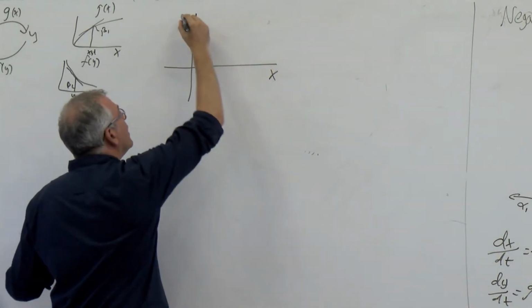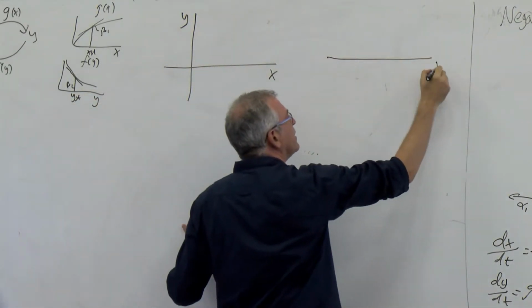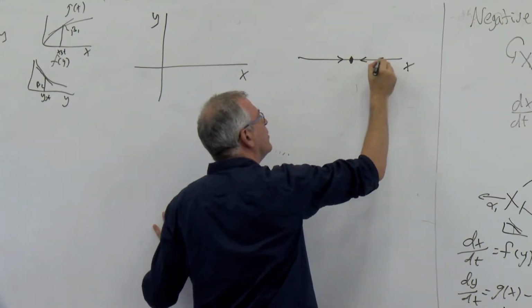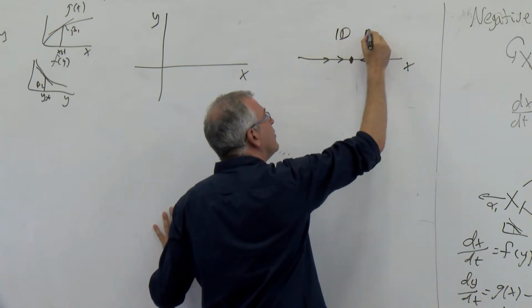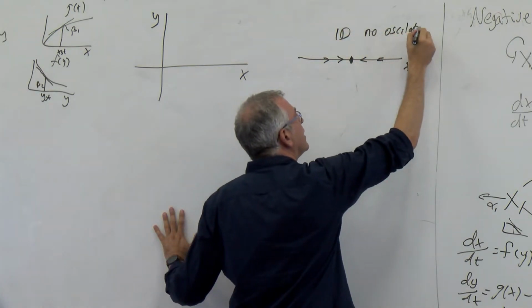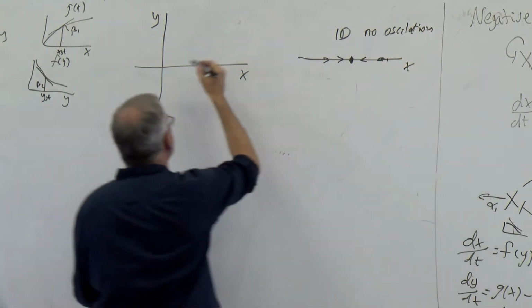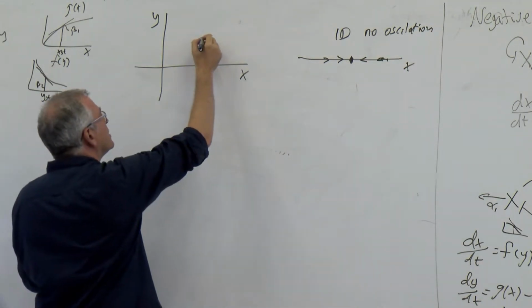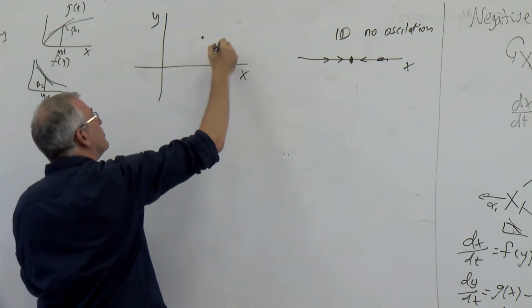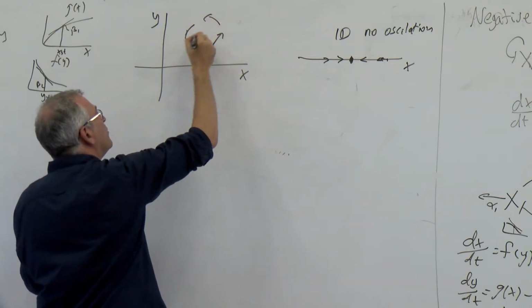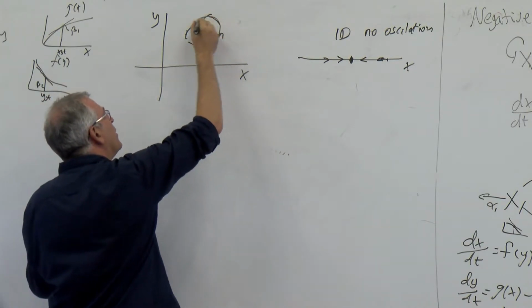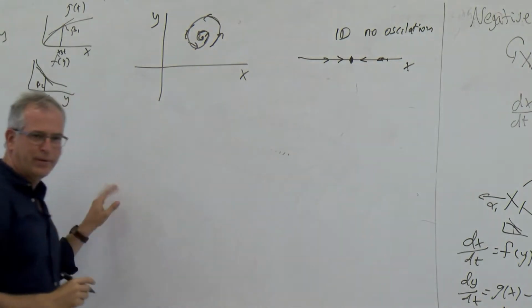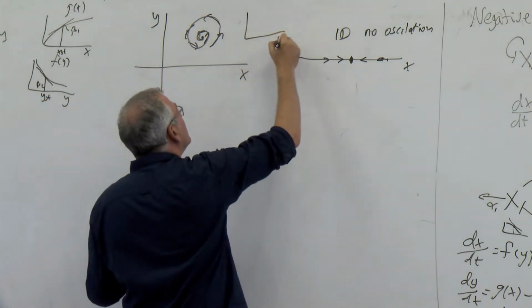I just want to draw another picture. Remember, in a one-dimensional system, we just had x, and we had, let's say, a fixed point, and you had an arrow at each point, and it can only move one way. So in a 1D system, no oscillation, because the arrows can only move one way at each given point. But in 2 dimensions, you can have oscillations. But in our system, they don't quite make it, and they spiral around and down into the fixed point. That's what damped oscillations look like.